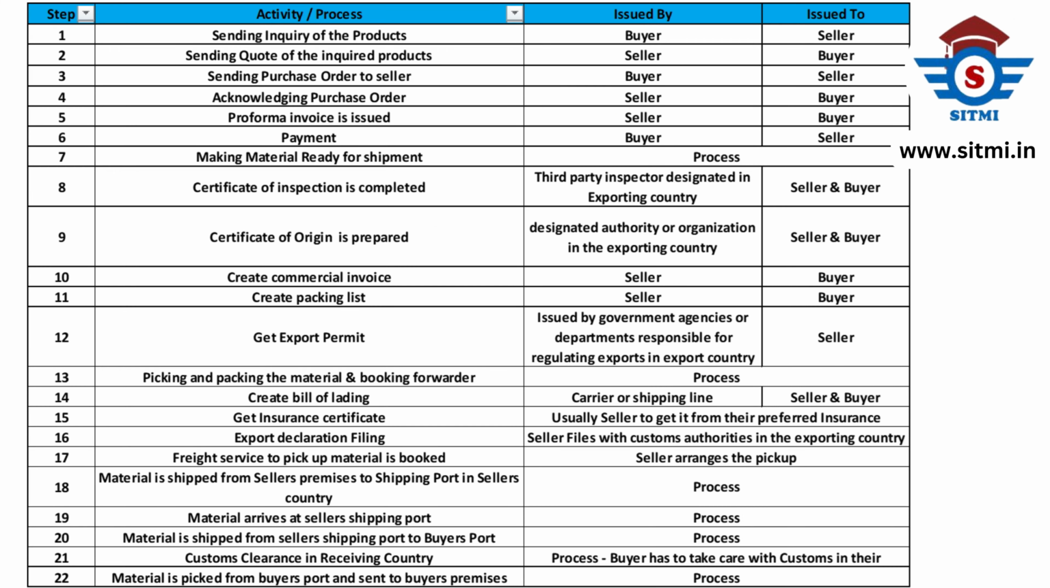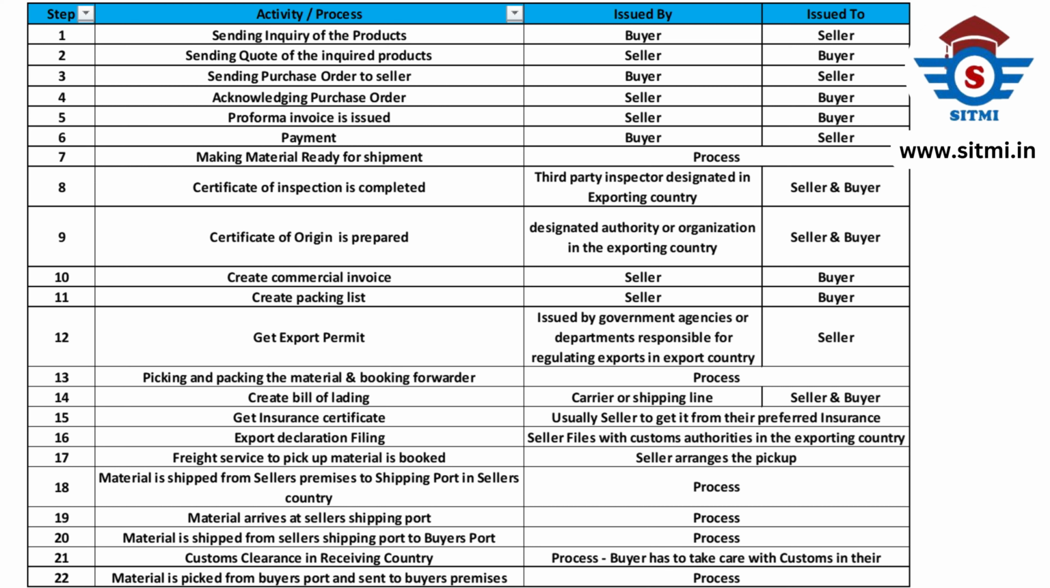So we have seen the below sequence of the process. First one is sending inquiry of the products. Second, sending quote of the inquired products. Third, sending purchase order to seller. Fourth, acknowledging purchase order. Fifth, pro forma invoice creation. Sixth, payment process. Seven, making material ready for shipment.